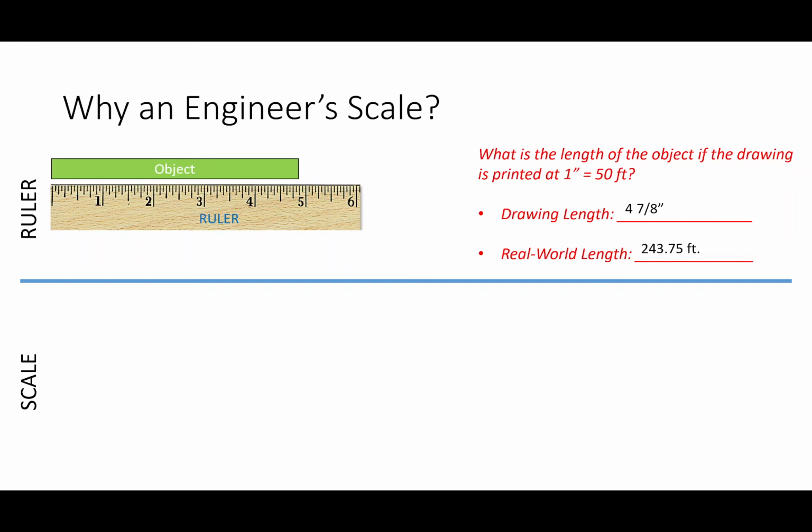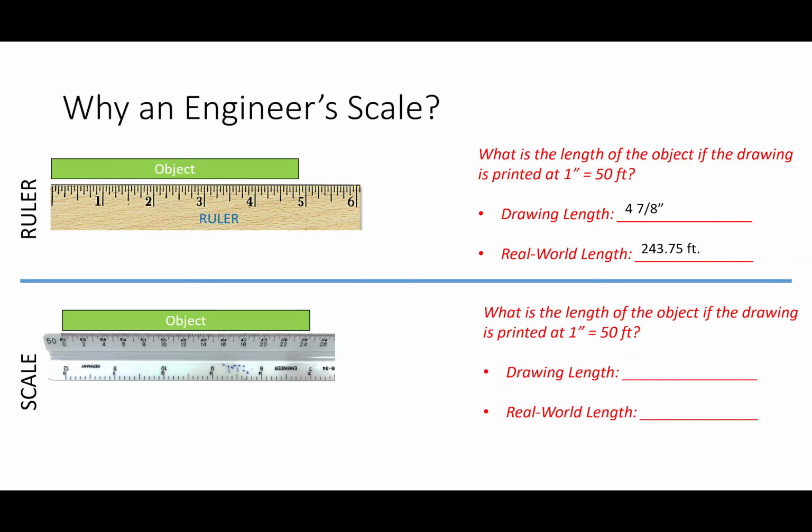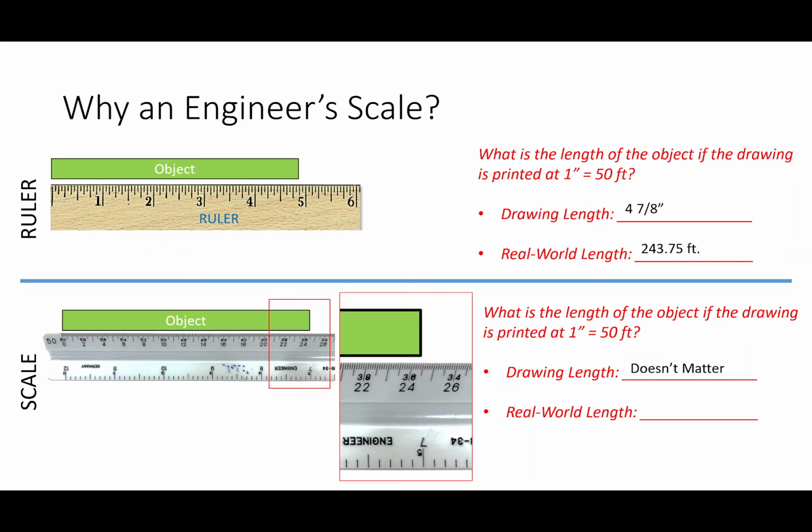Now, what if I ask the same question with an engineering scale, and I say, what's the length of the object if the drawing is printed at 1 inch equals 50 feet? The beauty of an engineering scale is that when it comes to the actual length of the object, I don't really care, because all I have to do is turn my scale to the 50 scale. Let's zoom in right there a little bit, and we can see we've got 22, 23, 24, 24 and change. What is that, 24, 1, 2, 3, 4, maybe about 244 feet? I just read it, okay?